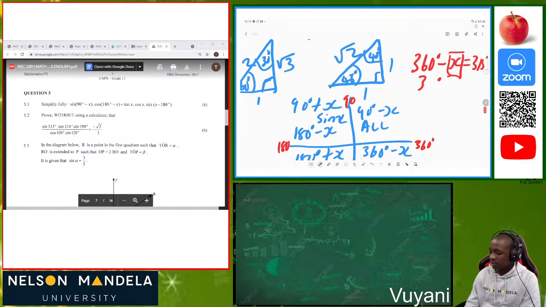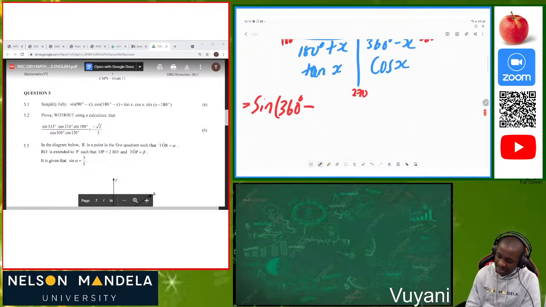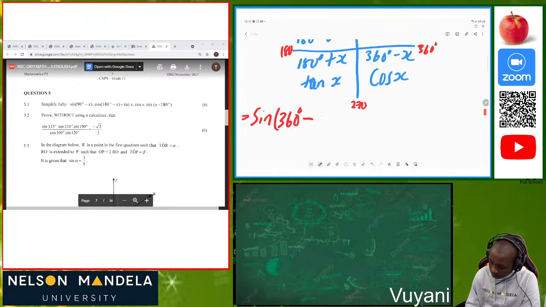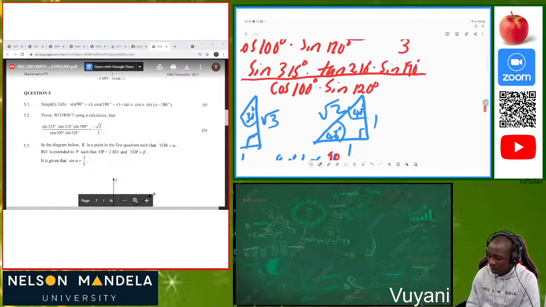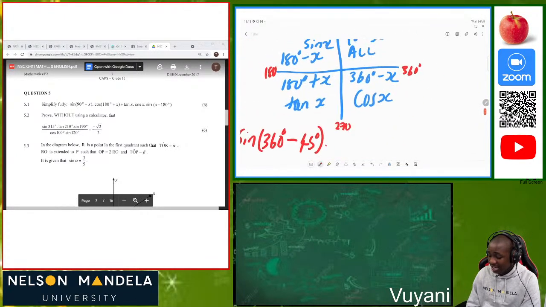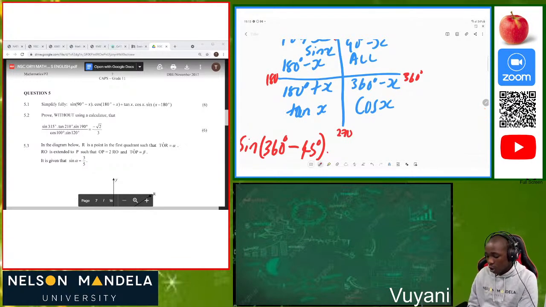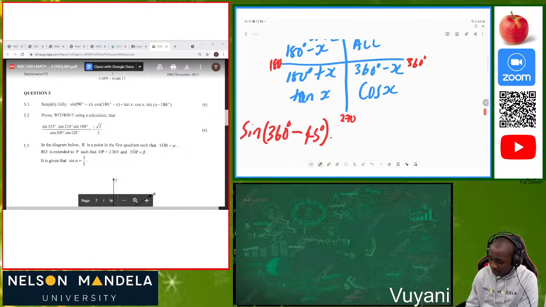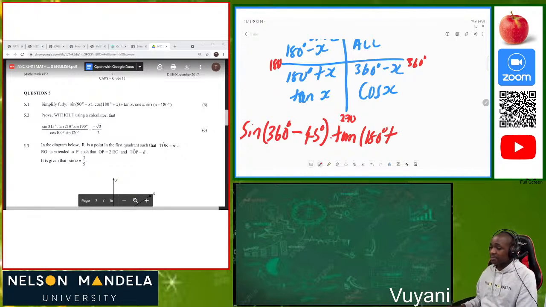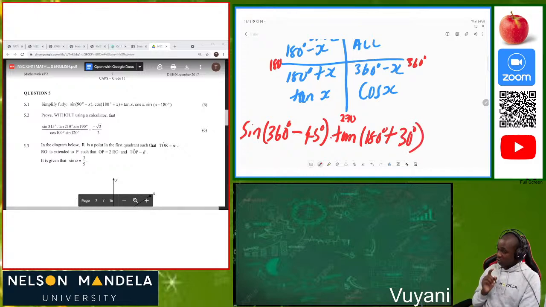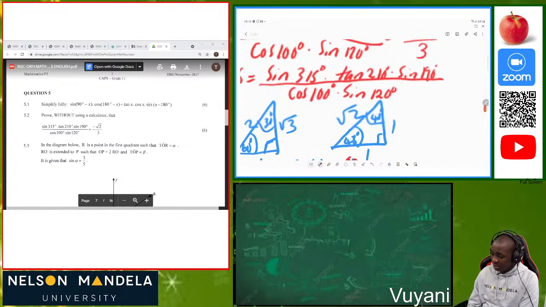Now let's fix our error here. It's going to be sine of 360 degrees minus 45 degrees, times. Now let's go to 210. 210 is in the third quadrant, because the third quadrant consists of 180 degrees plus. So we already write tan of 180 degrees plus. When we add 180 degrees plus, which special angle do we get? 180 plus 30 degrees, we get 210 degrees. We see, we are already solving it, simple like that. Then we go to sine 190 degrees.